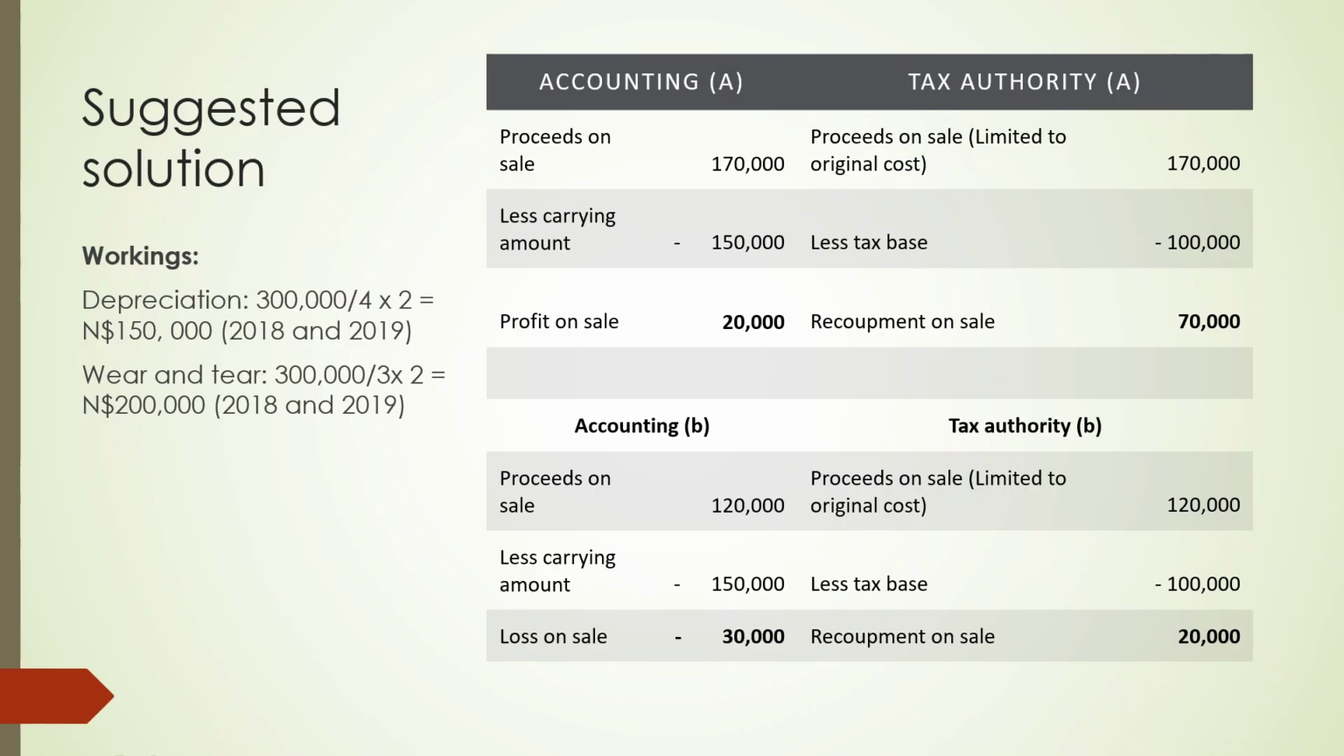For scenario B, to determine whether we have a profit or loss on the sale of the asset, we were given that the proceeds were 120,000. We've already calculated the carrying amount to be 150,000. Therefore, we make a loss on the sale of the asset of 30,000. In the authority's case, you start with the proceeds of 120,000 and subtract the tax base, which we calculated at 100,000, and the entity would still have made a recoupment on the sale. In this instance, it is 20,000.